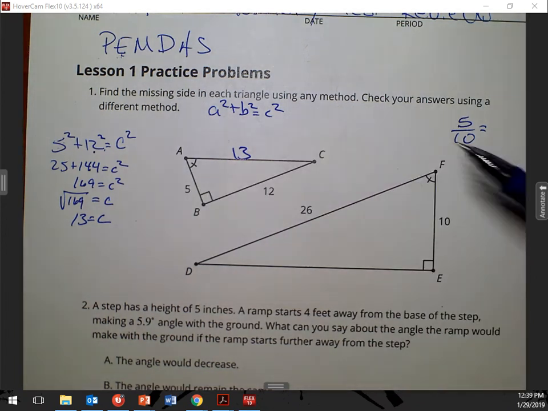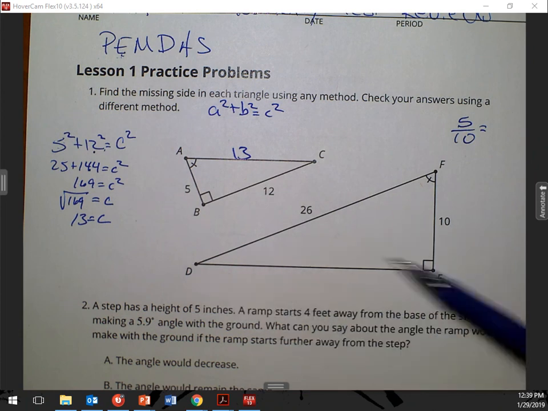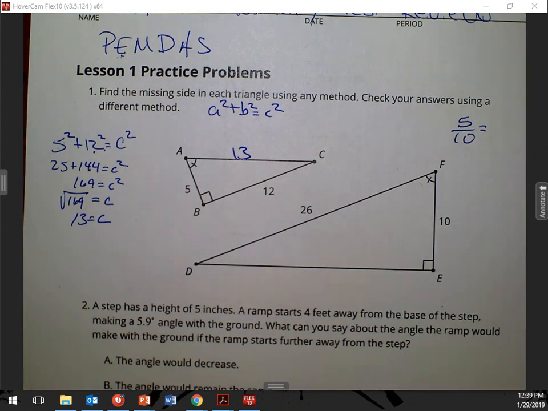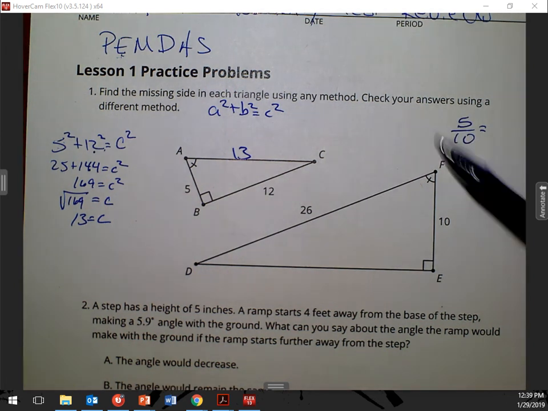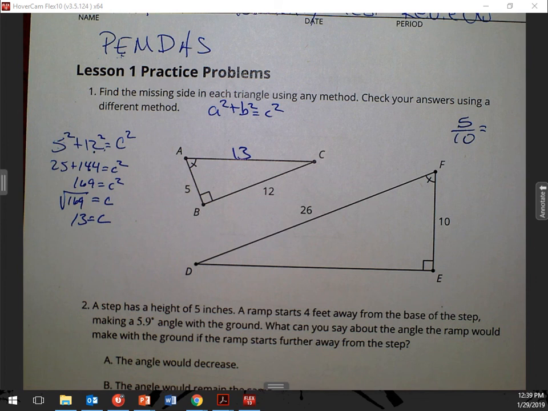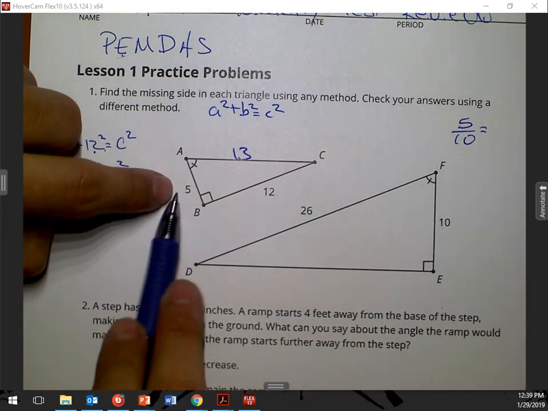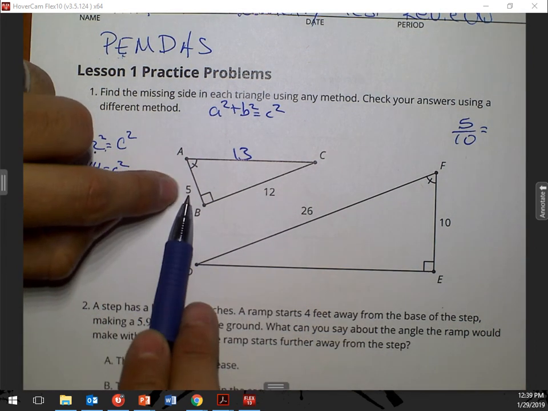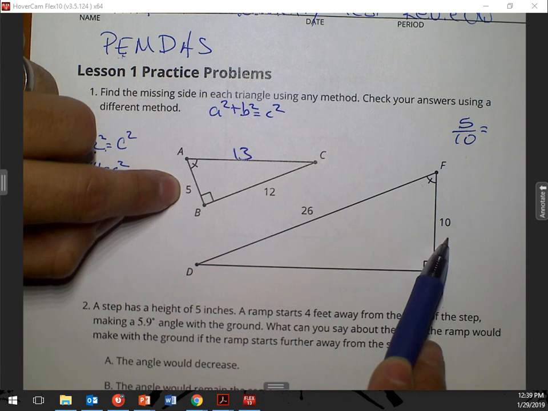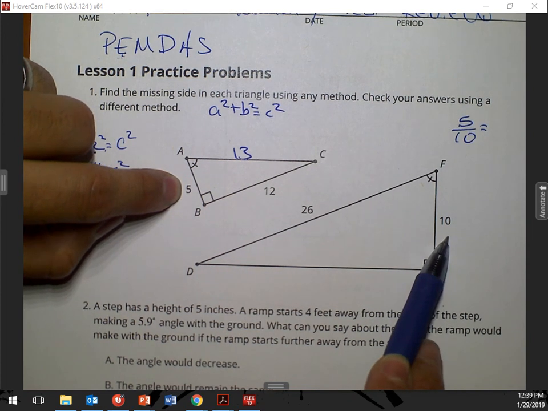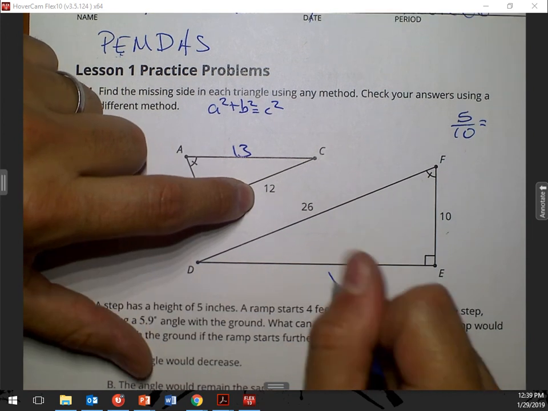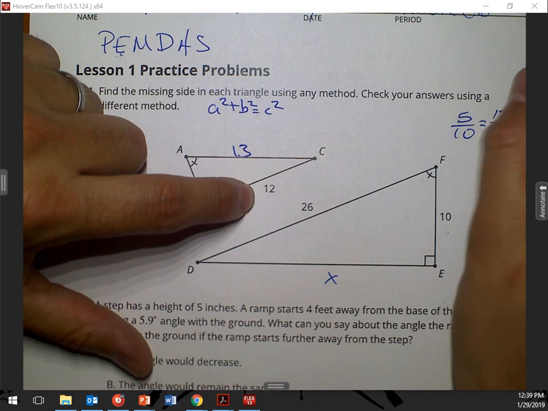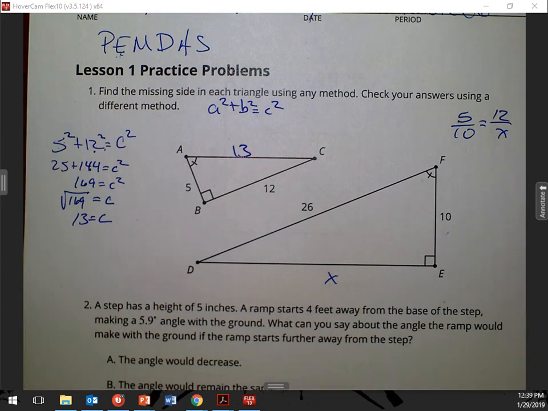So how would I set up to find this missing piece down here? Multiply by 2? No, not yet, because I have to have a fraction. I know what you're saying. Yeah, go ahead. Would it be x over 12? So let's look. If it's 5 over 10, it should be 12 over x. There we go. So this would be 12 over x, right?